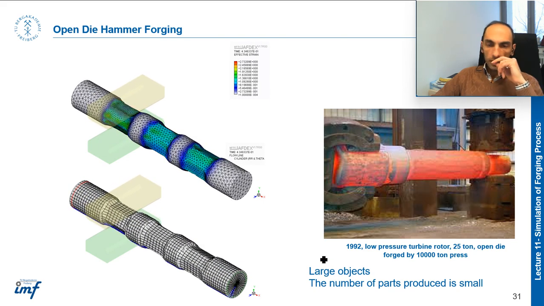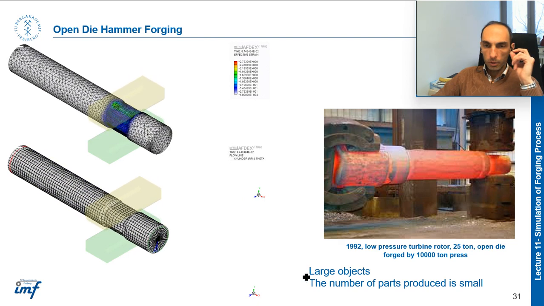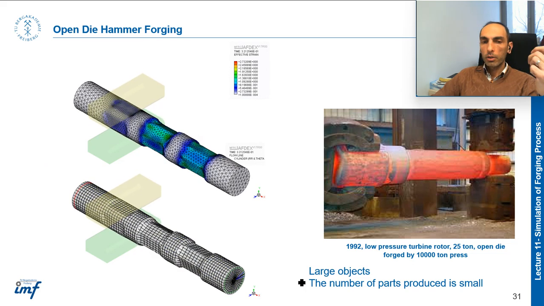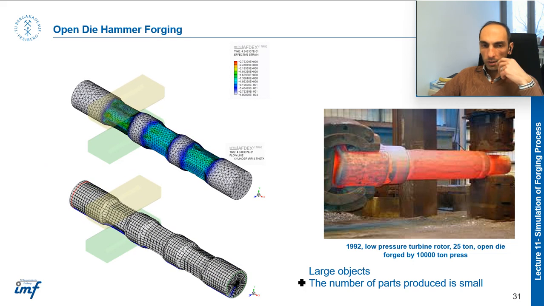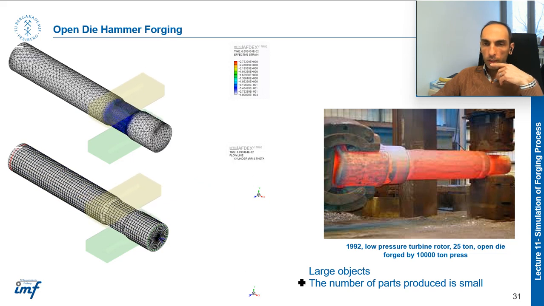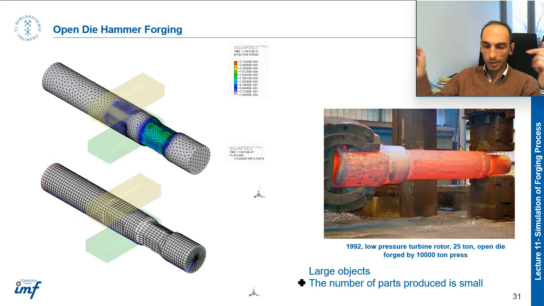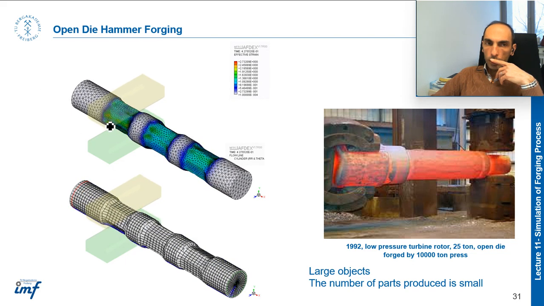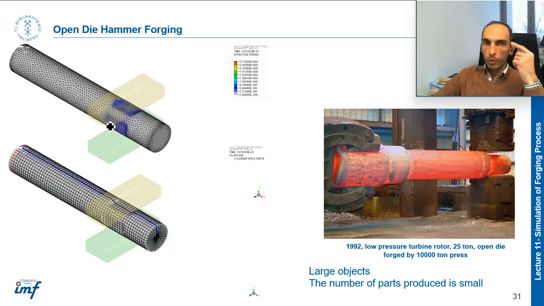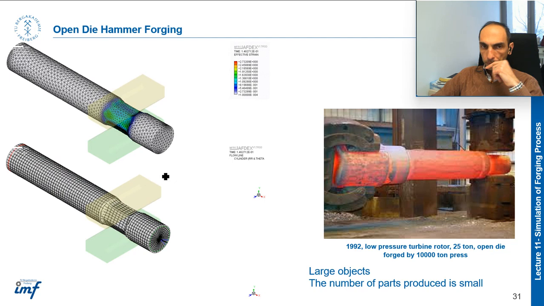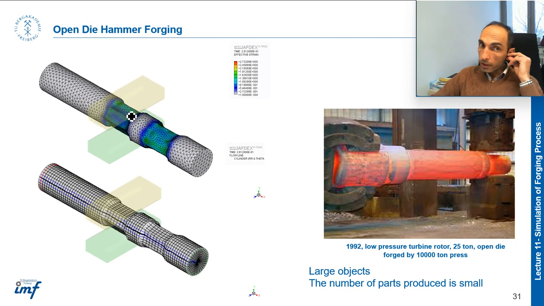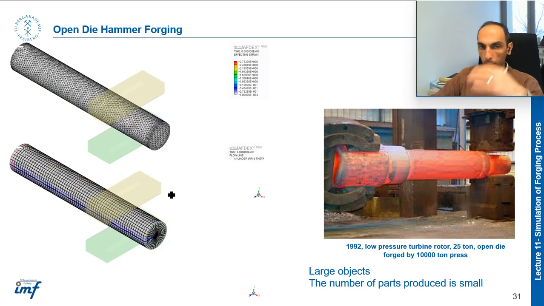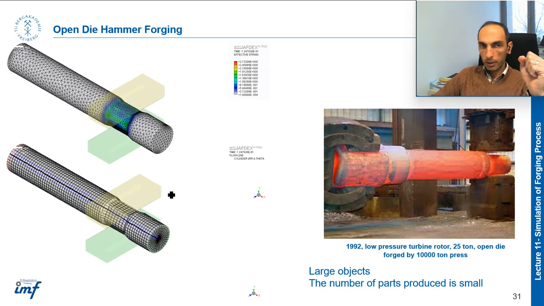And if the objects are so large and the number of parts produced is small, for example, you want to produce 2 or 3 or 5, it's not mass production, then it's not logical to make such a big die for just producing 1 or 2 or 5. Then you should find a solution. That solution is open die forging in this case, because in this way you can deform the initial workpiece, and you can increase the mechanical properties because you are applying the work.